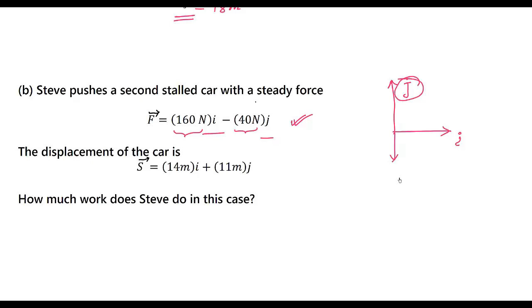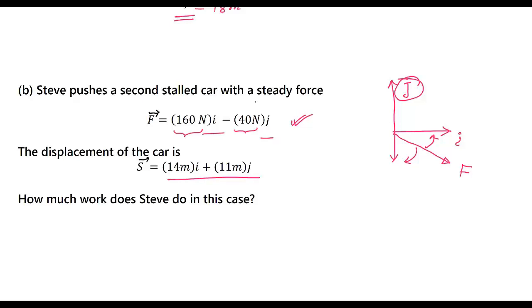So force has two components. One component is in the horizontal direction, another component is in the vertical direction. In this case, this force has to be something like this, because one component is positive, another component is negative. So now I know force in a vector form. I also know the displacement in a vector form. So displacement has two components, i component and j component. So now I again calculate the work done.